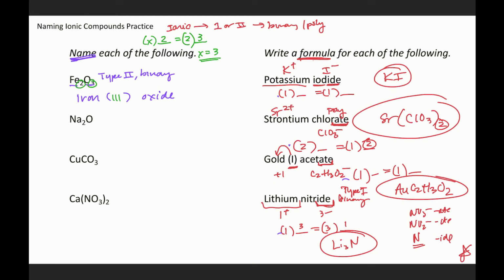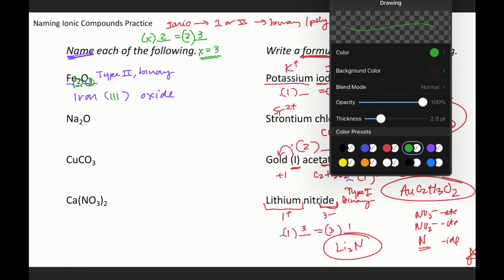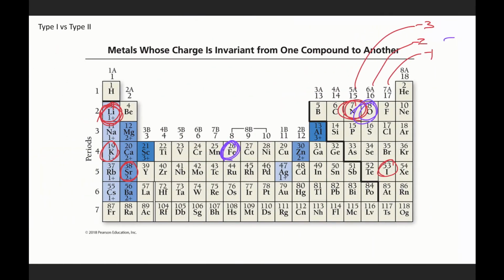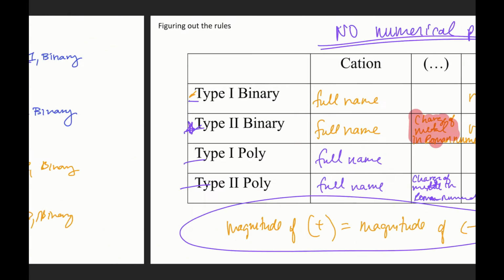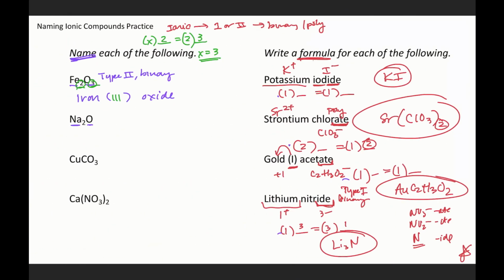And then we could actually work in the other direction and make sure that formula makes sense. If iron has a charge of 3 and oxygen has a charge of 2, how many of each would I need? You'd see that that breaks down to 2 and 3. All right. Now let's do the next one. Na2O. So we have sodium and we have oxygen. We would go check our periodic table. Here is sodium, here is oxygen. Binary, so it's ionic, type 1, binary, full name, root-ide. Full name, sodium, root, ox, ide. Yes? All right.